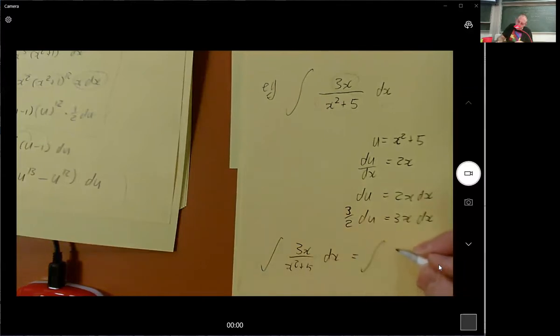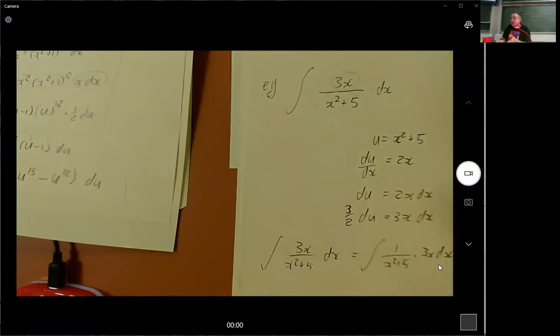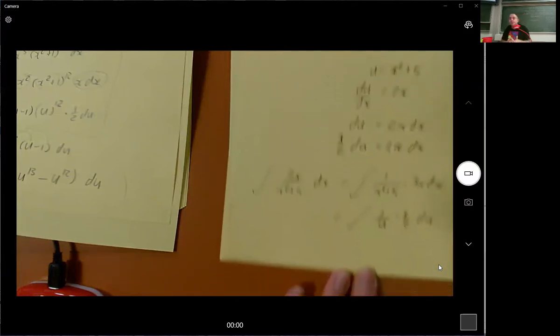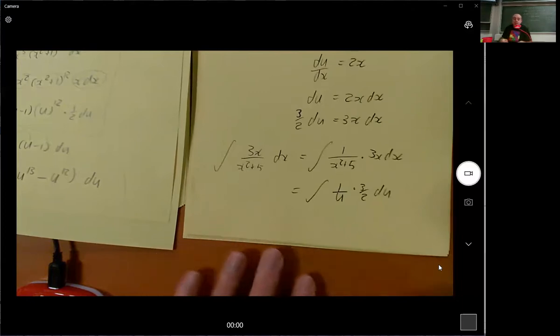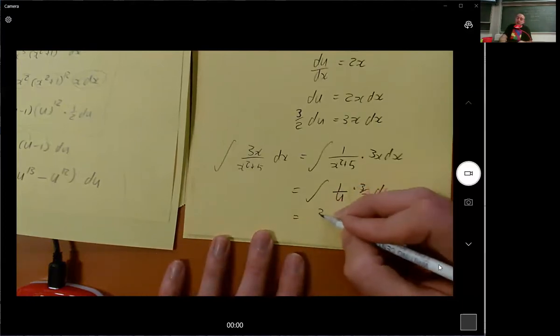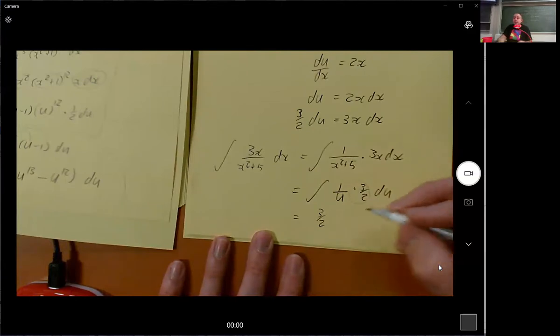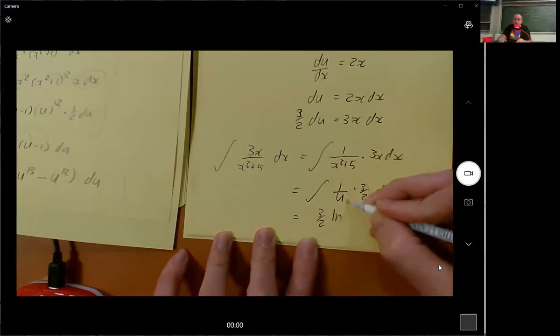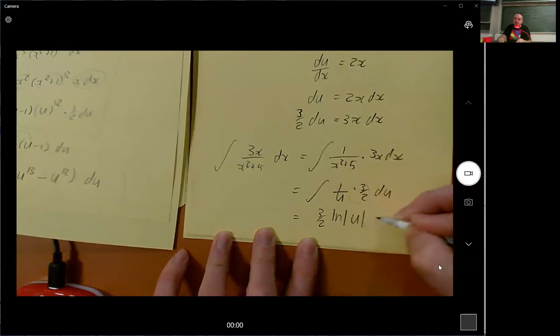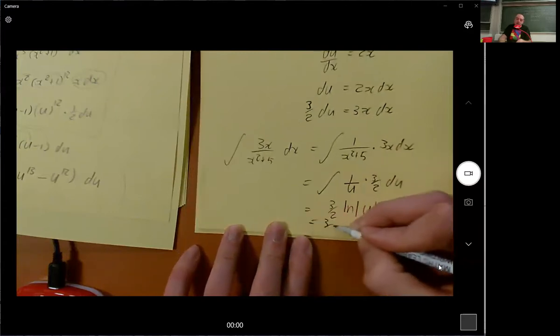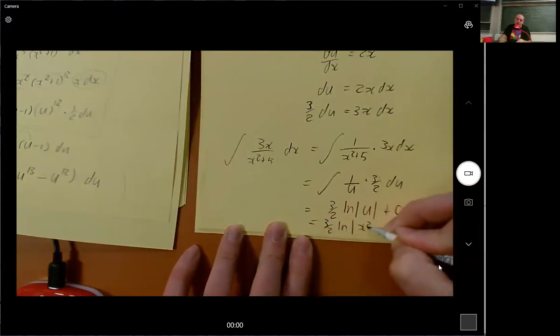So it's a 1 over x squared plus 5 times 3x dx. If I'm going to be really explicit, you can skip that step. And the x squared plus 5 is a u, and the 3x dx is 3/2 of du. And so the 3/2 is multiplied on, so it will still be multiplied on afterwards. The u, 1 over u becomes ln of the absolute value of u, and the u is really x squared plus 5.